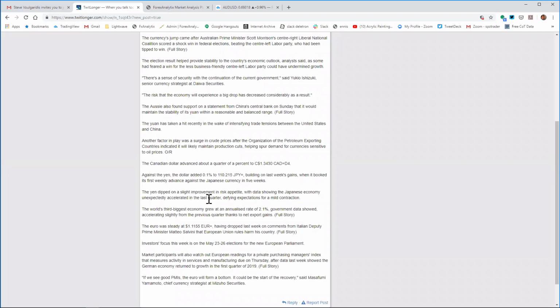The yen dipped on a slight improvement in risk appetite, with data showing the Japanese economy unexpectedly accelerated in the last quarter, defying expectations for a mild contraction. The world's third biggest economy grew at an annualized rate of 2.1%. The government data showed it accelerating slightly from the previous quarter.